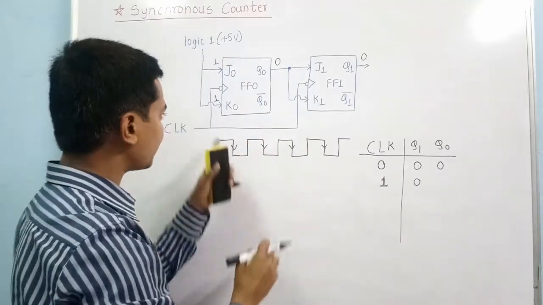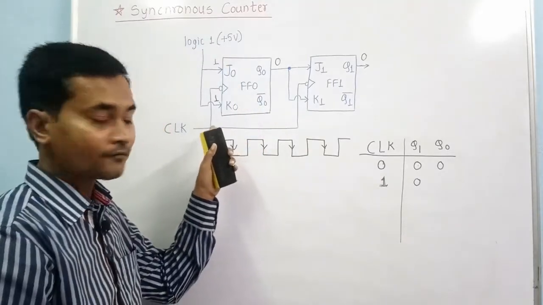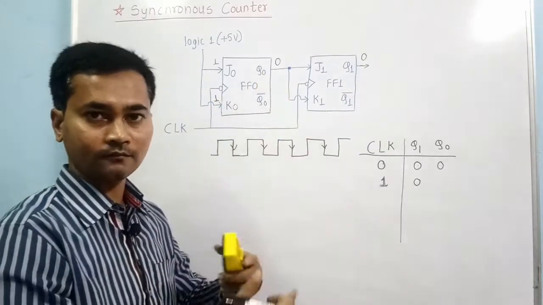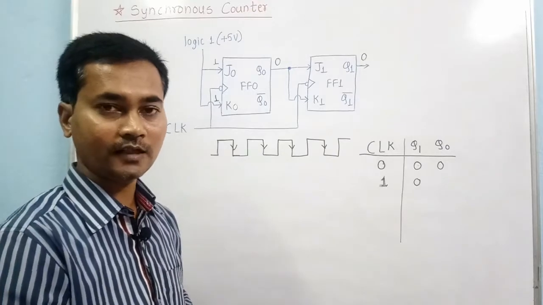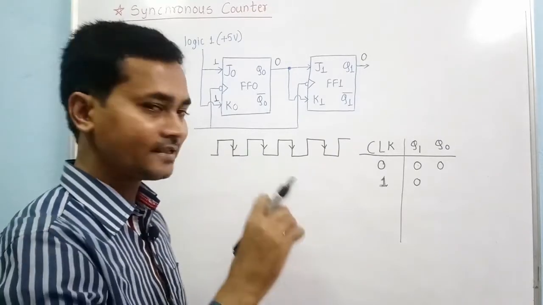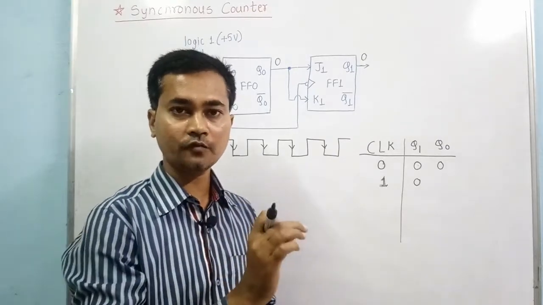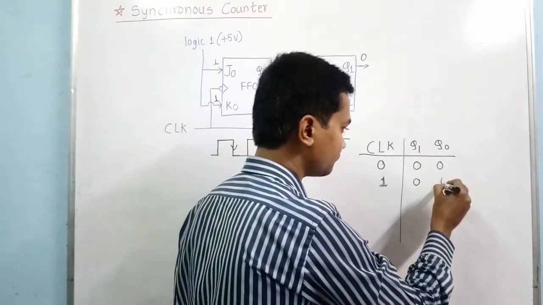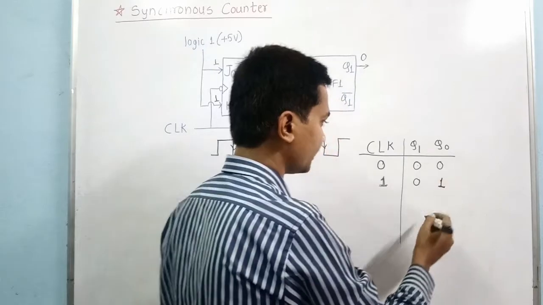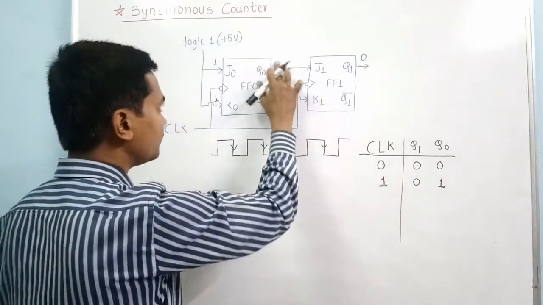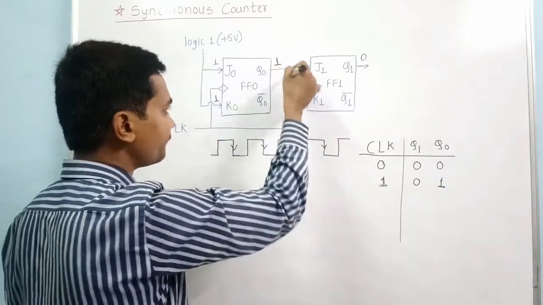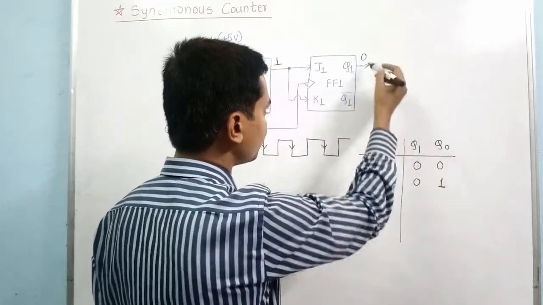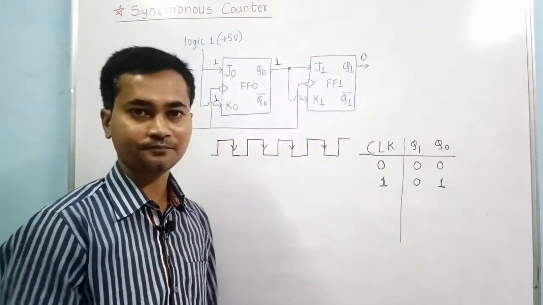Q0 will be toggled because J0 and K0 are already tied to 1. So whenever the clock is applied, Q0 will just go on toggling. It will never stop. On each and every clock the Q0 will toggle. So I can write here 1. Now this 1 is available at Q0. It is just waiting at the J1 and K1 inputs. But Q1 is 0, so there is no change.